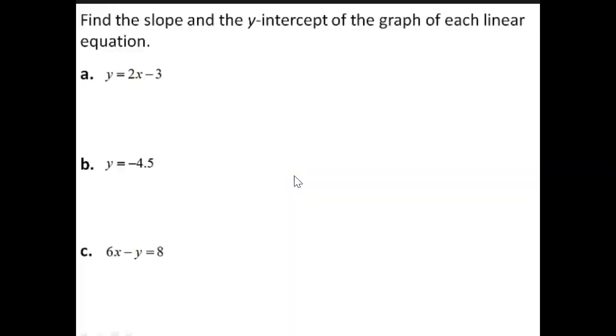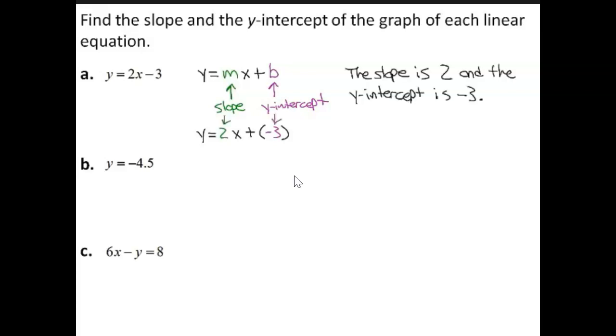Find the slope and the y-intercept of the graph of each linear equation. Part A. y equals 2x minus 3. Rewrite the equation in the form y equals mx plus b, where m is the slope and b is the y-intercept. The equation can be written as y equals 2x plus -3. So the slope is 2 and the y-intercept is -3.